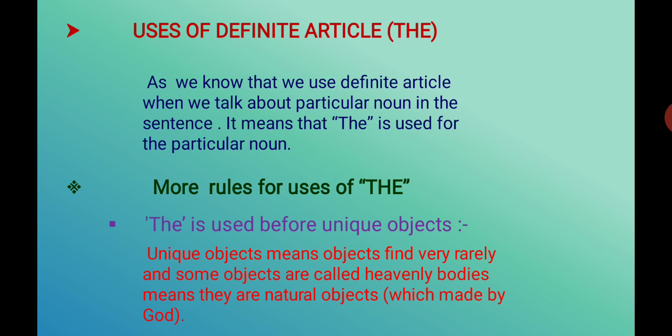Means objects found very rarely, and some objects are called heavenly bodies. Means that they are natural objects. They are natural things which were made by God, not man-made things. Okay, let's see what the heavenly bodies are. With the examples you can understand very well. The earth, the sky, these are the heavenly bodies. It means that they are natural things.